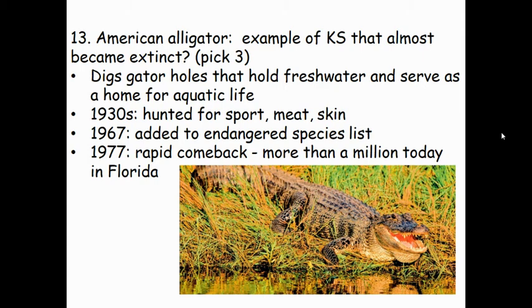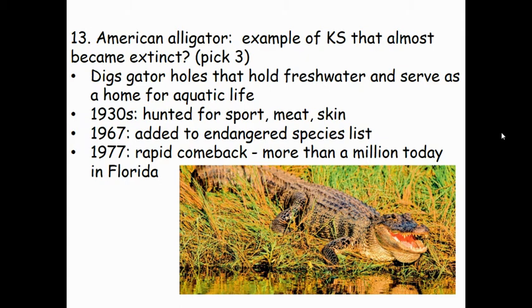So they dig gator holes, so that holds fresh water, and they serve as home and habitat for other aquatic species. In the 30s, they were hunted for sport, meat, and their skin. In 67, they were added to the endangered species list. 10 years later, they made a rapid comeback, and there are more than 1 million today in Florida. There are other reasons why it's an important keystone species, but a big one is that one of their behaviors provides habitat to other species.